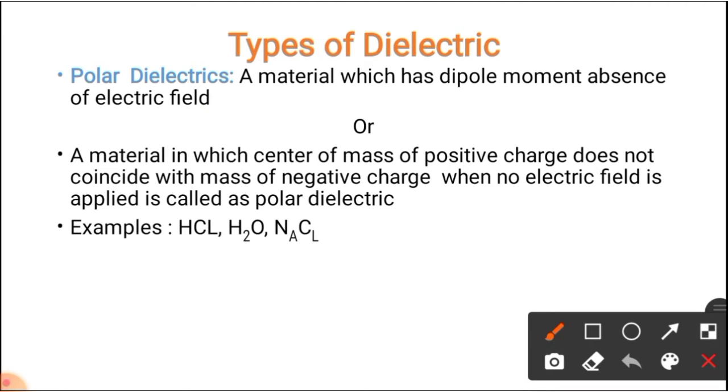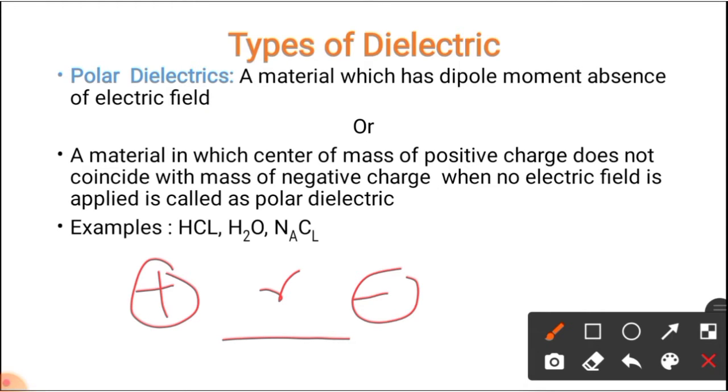Firstly, we will see what a dipole is. A dipole is nothing but two equal and opposite charges separated by some distance. Consider a positive charge and a negative charge. These two charges separated by some distance are nothing but the dipole, and the net dipole moment is from negative to positive. So this is the dipole and dipole moment. The definition says that a material has a dipole moment in the absence of an electrical field.